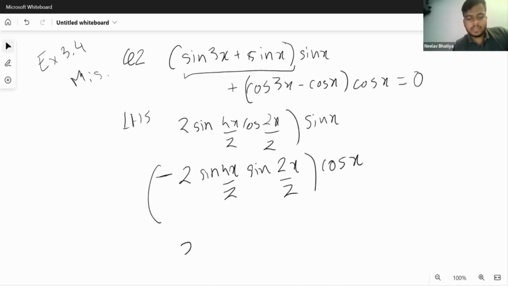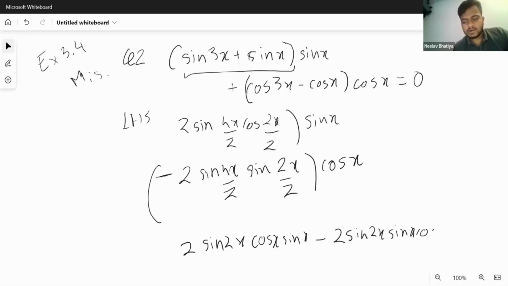So this term then becomes 2 times sin 2x cos 4x by 2 is equal to 2x cos x sin x, and this term becomes 2 times sin 2x sin x cos x. Does that make sense? Cos 2x by 2 equal to x and cos x as is. This term gets cancelled, equals 0, and that is nothing but our RHS, correct? So we have proved this as well.